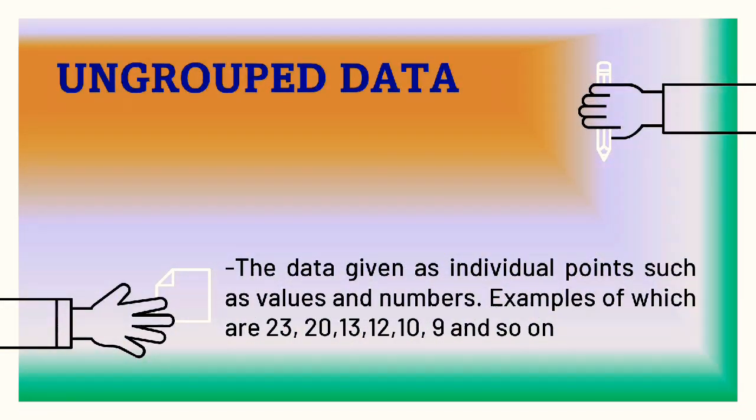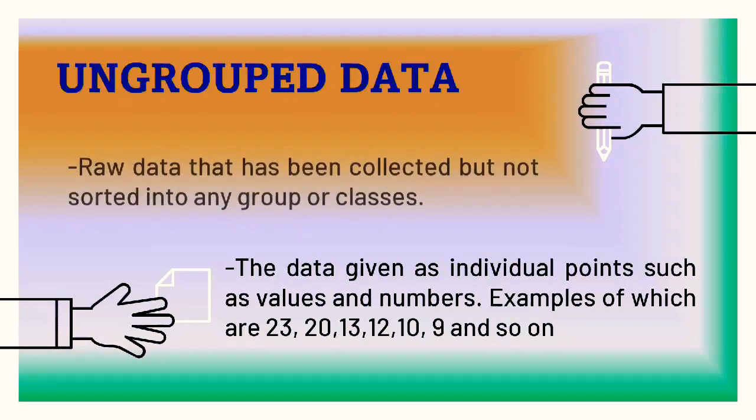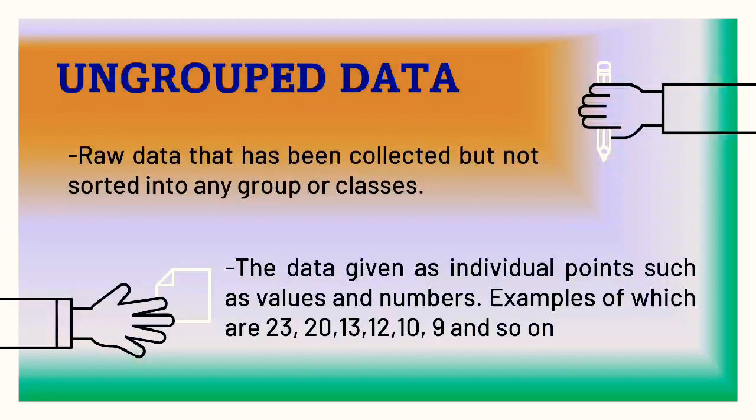Next term to define is ungrouped data. When we say ungrouped data, these are raw data that have been collected but not sorted into any group or classes. These are data given as individual points such as values and numbers, examples of which are 23, 20, 13, 12, 10, 9, and so on.